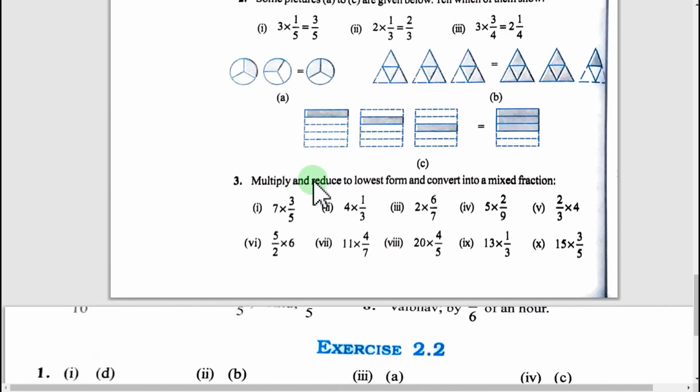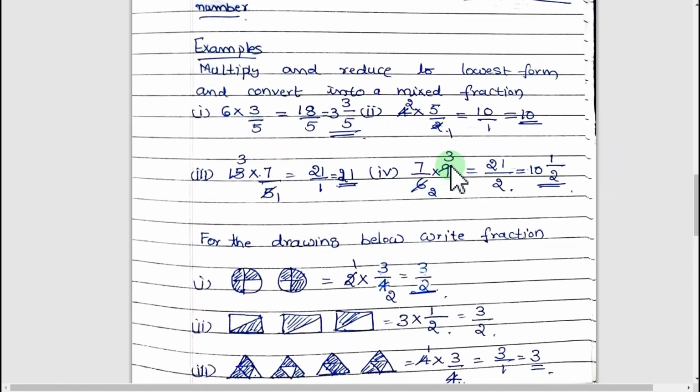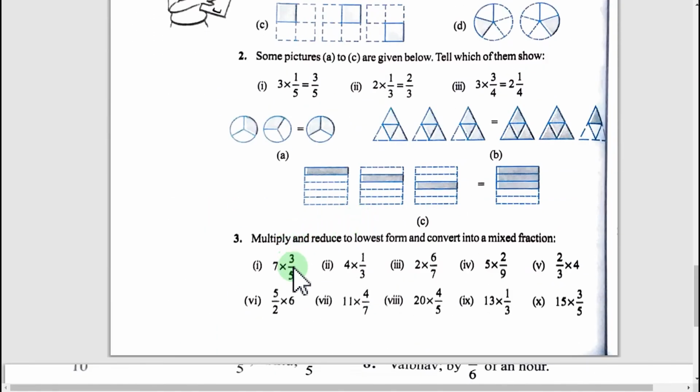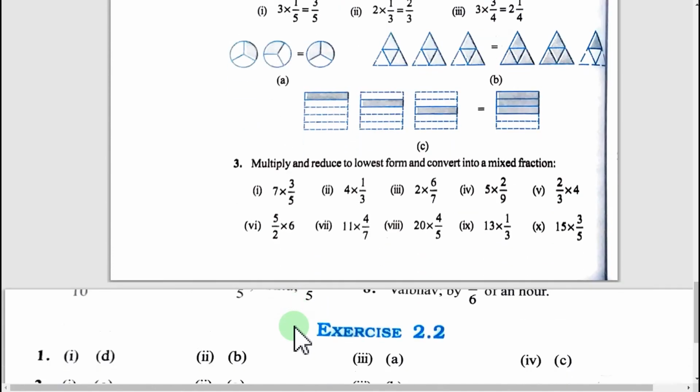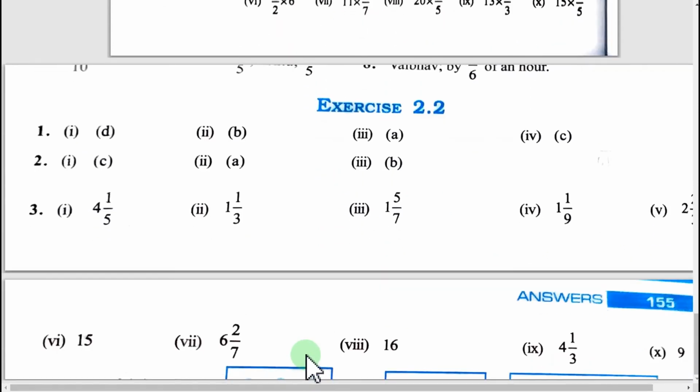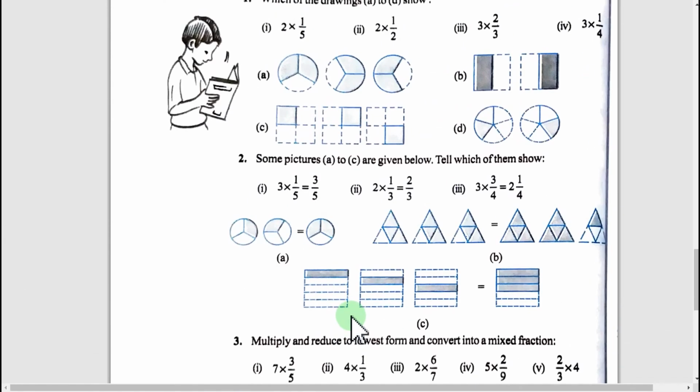Next, multiply and reduce to lowest form and convert it into a mixed fraction. This is this type of sum. I have explained here, 7 into 3 by 5. Simplification is possible this way or this way. You simplify it. And write, if the answer is an improper fraction, convert this into a mixed fraction. So, answer page also. This is the answer page. Check your answer from the answer page. Do homework.